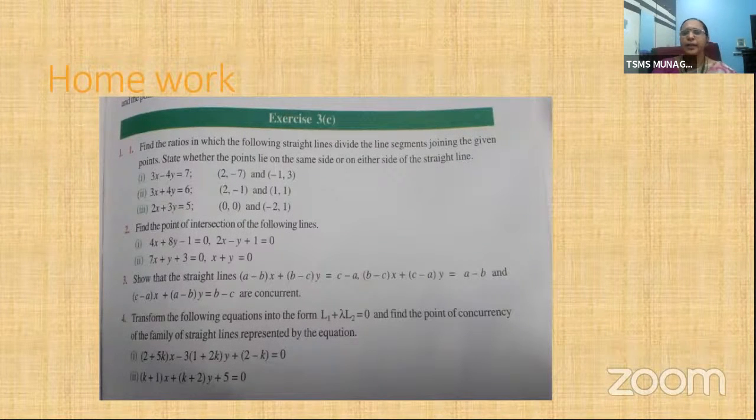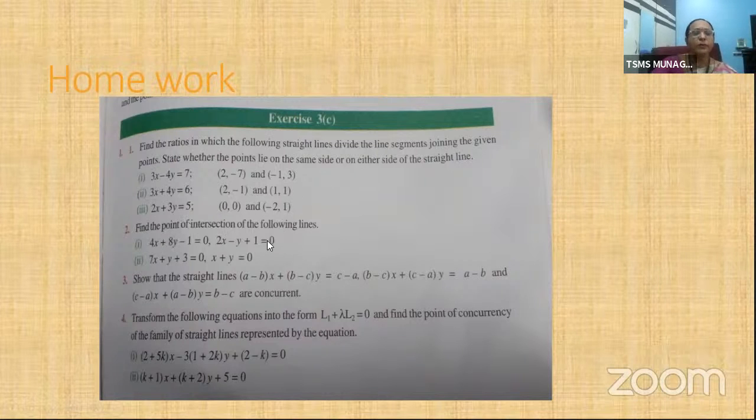So my dear children, the homework for today is exercise 3C, where we have done the first problem. You will have to substitute these points in this line. By substituting the first one, you will get L11. By substituting the second one, we will get L22, and you compare. If both are of the same sign, you say they lie on the same side. If both are of opposite sign, you say they're on either side.